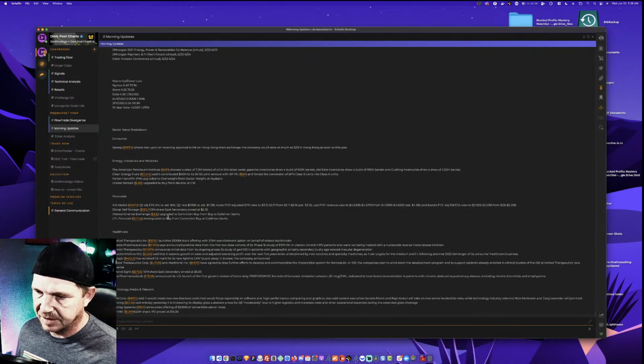Secondary price, not really seeing any of these names. You can always read it if you want to. ICE got upgraded to buy. LPLA downgraded. And I think that's about it for the news.